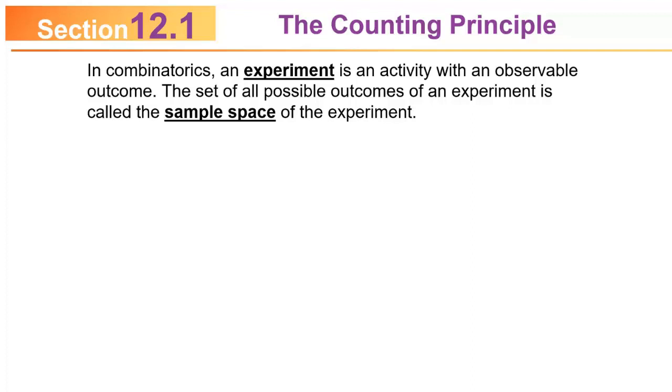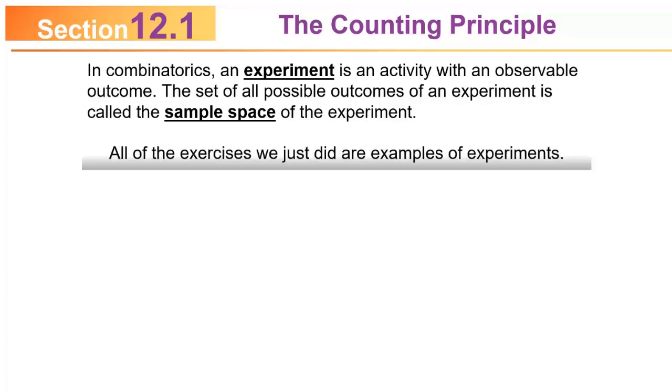Just as before, I'll typically throw in various definitions as we need them, and I want to talk about the term experiment. For us, an experiment is an activity with an observable outcome. That's all it is. And the set of all possible outcomes of an experiment is called the sample space of the experiment.